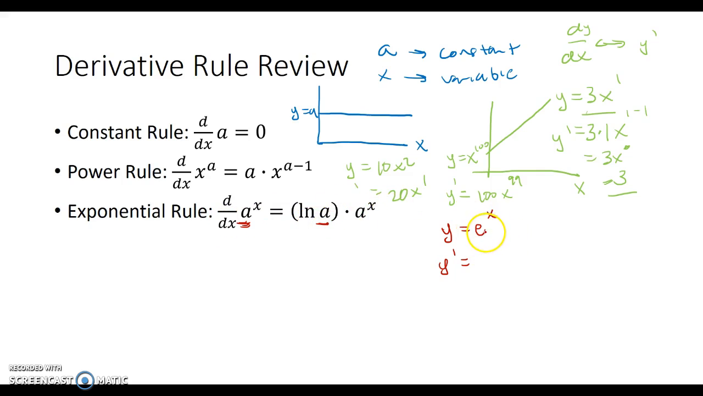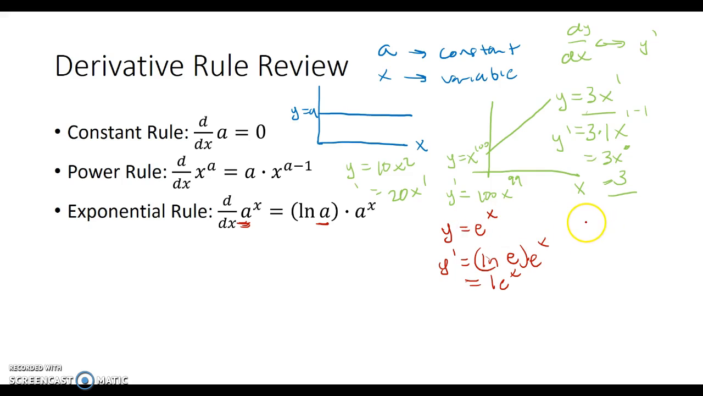Okay, e is a constant. E is approximately 2.71828 or something like that. And just like pi, it's a number. So natural log of e in this case times e to the x, according to what the exponential rule tells me. Now the natural log of e, if you type that into your calculator, is 1. So the easiest derivative to remember for exponential is y equals e to the x and y prime equals e to the x, or dy dx equals e to the x.